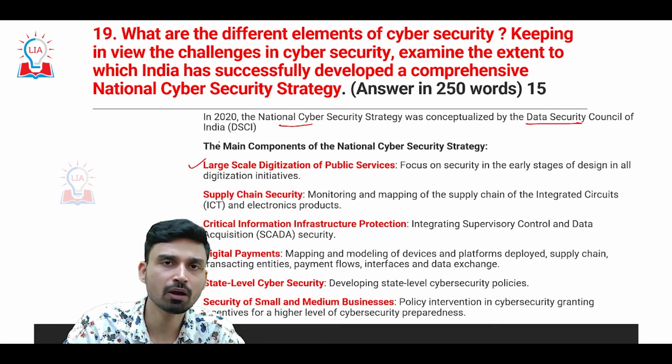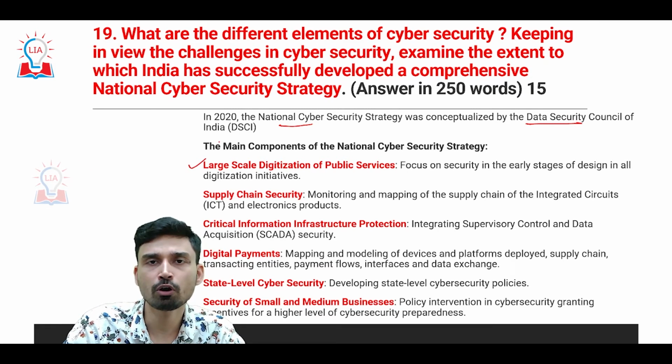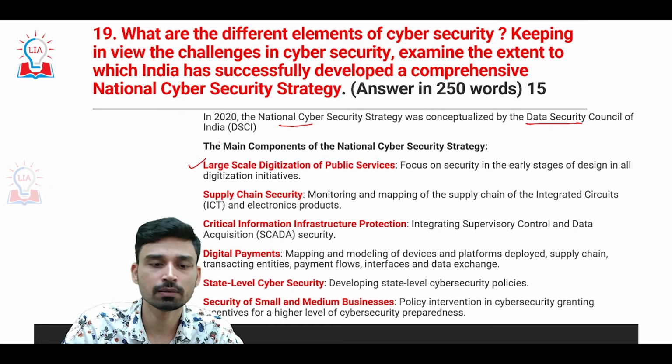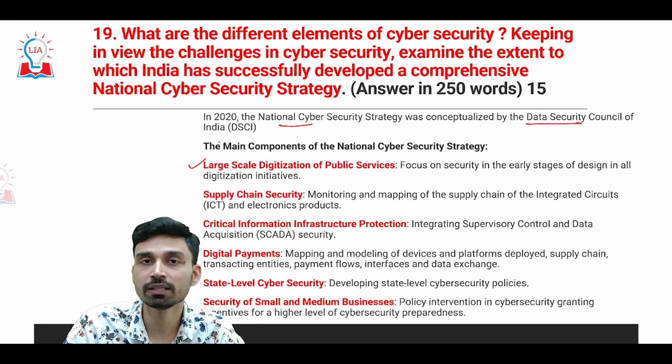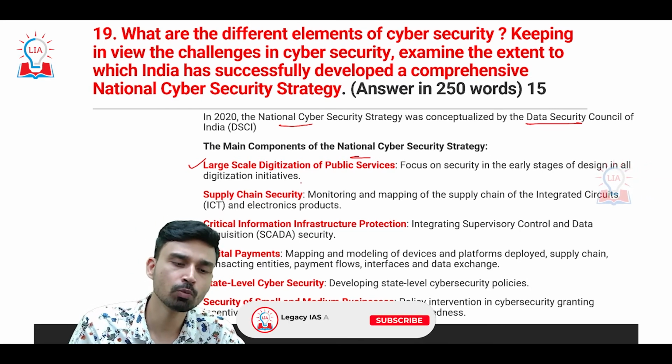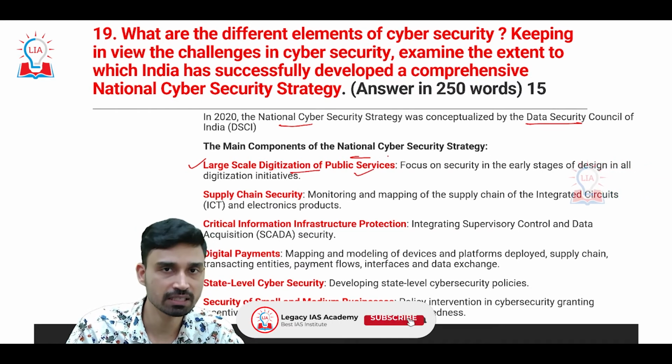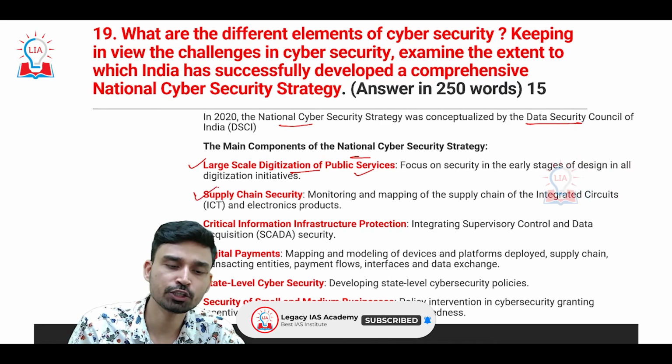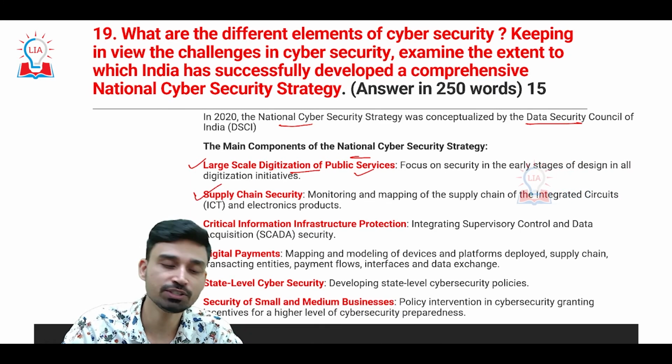So a total of 3-4 main components you could have written about, and then you could have talked about whether they have been successful enough or not as far as the unveiling of this strategy is concerned. So here you could have written about points such as large scale digitization of public services is one focus area. Second is ensuring security, supply chain security.